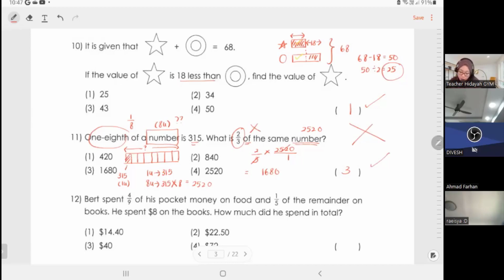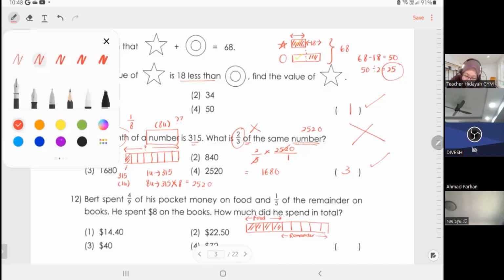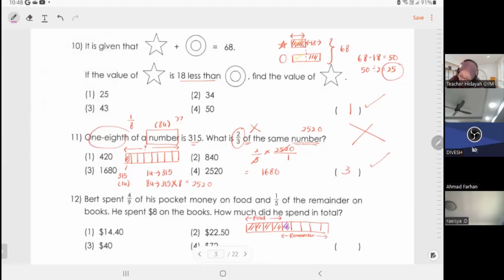Number 12. Bert spent 4/9 of his pocket money on food and 1/5 of the remainder on books. This one you can draw a model also. Let's draw out based on the first fraction. So 4/9, right? Cut it into 9 parts. 1, 2, 3, 4. This is what he spent on food. 1/5 of the remainder, this is my remainder. And 1/5 of it is spent. I can change color. Let's say this one is spent on books.